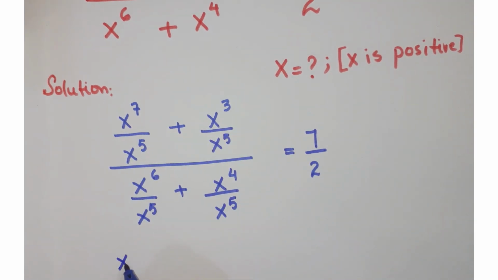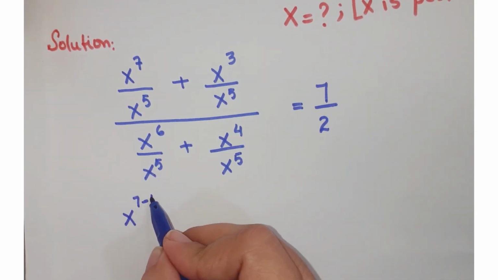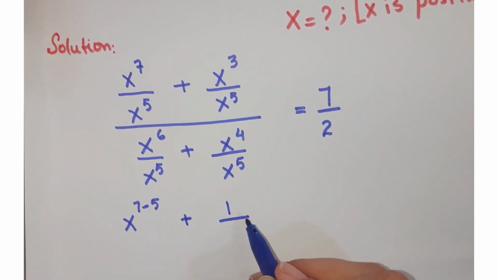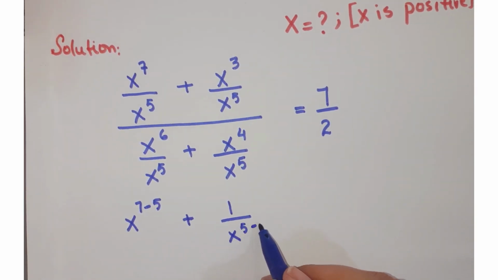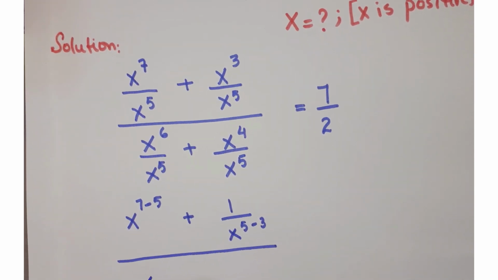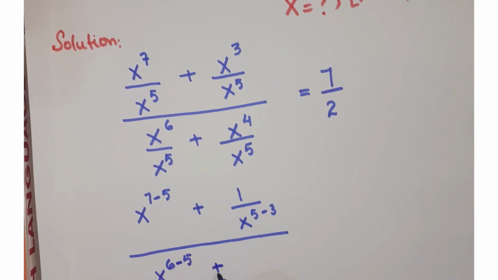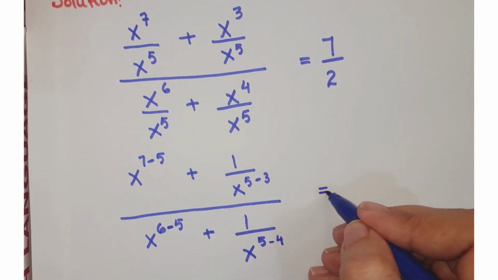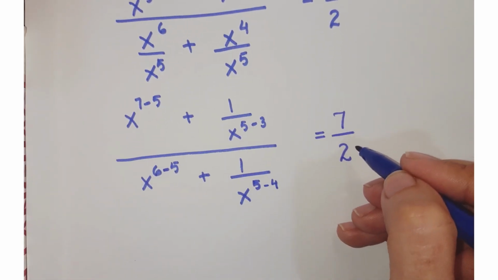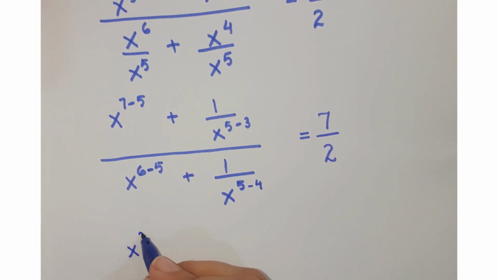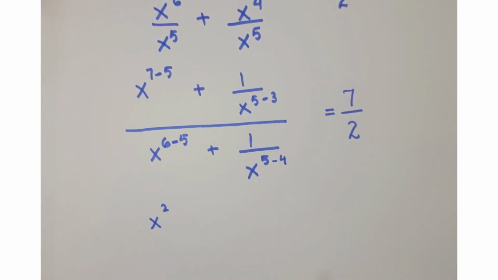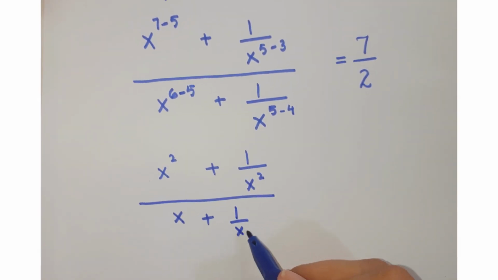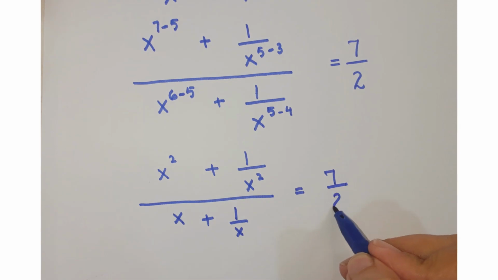So here we get x to the power 7 minus 5, plus 1 upon x to the power 5 minus 3, upon x to the power 6 minus 5, plus 1 upon x to the power 5 minus 4, is equal to 7 upon 2. So in the numerator we get x square plus 1 upon x square, divided by x plus 1 upon x, is equal to 7 upon 2.